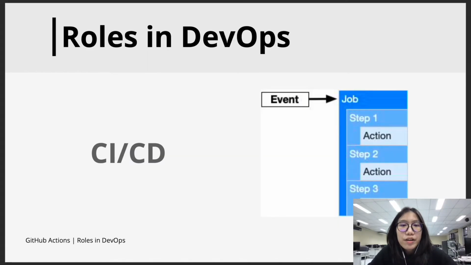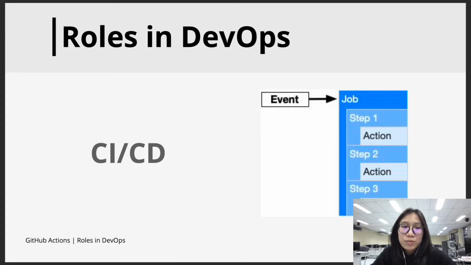GitHub Actions allows the developer to create workflows that automatically build, test, publish, release, and deploy code, enabling continuous integration and continuous deployment. With GitHub Actions, the developer can automate how they build, test, and deploy projects within their software development lifecycle.